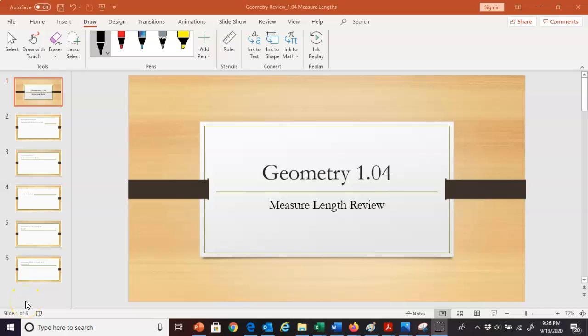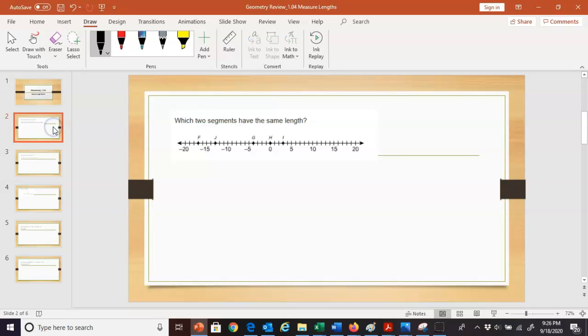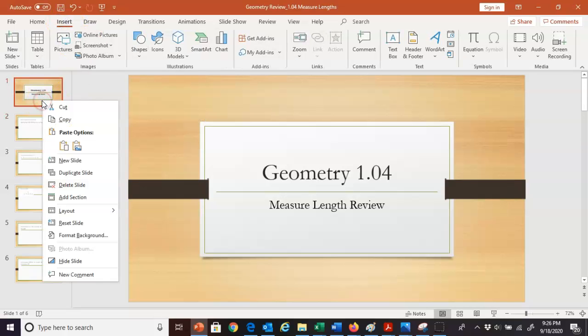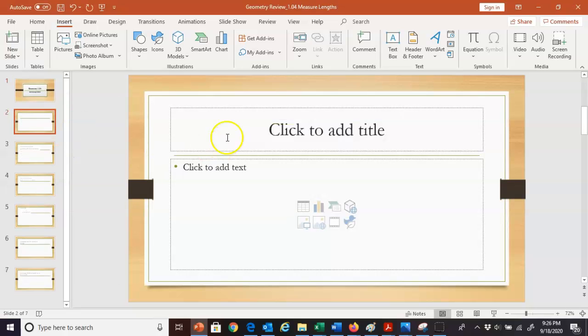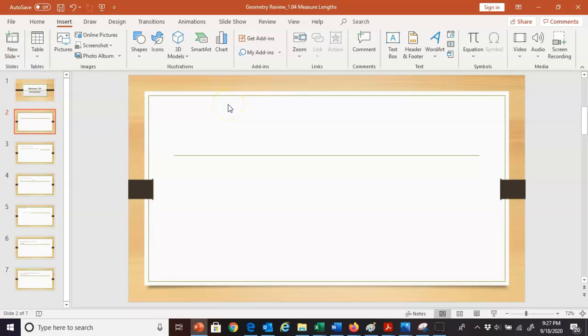So this is a review of some of the types of questions you'll see in our geometry unit lesson 1.04 for measuring length. So this lesson is basically all about measuring and the segment addition postulate. I'm actually going to insert a page here and talk about one thing with you guys before we get started.